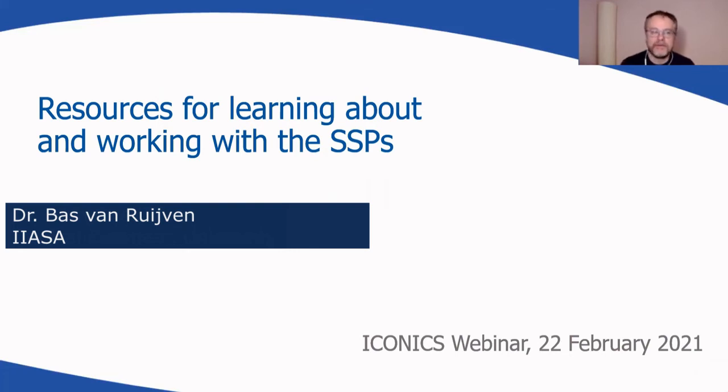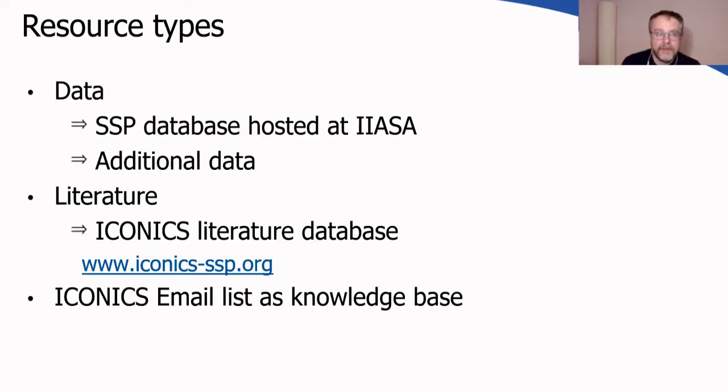So now I want to tell you something about the resources that are available for learning about the shared socioeconomic pathways and for working with them. I want to go over the following resource types: the data that are available, especially the data in the database hosted at IIASA and other data sources, literature overviews, literature databases that are available through ICONICS and through other sources, and the ICONICS email list knowledge base for communicating about the SSPs.